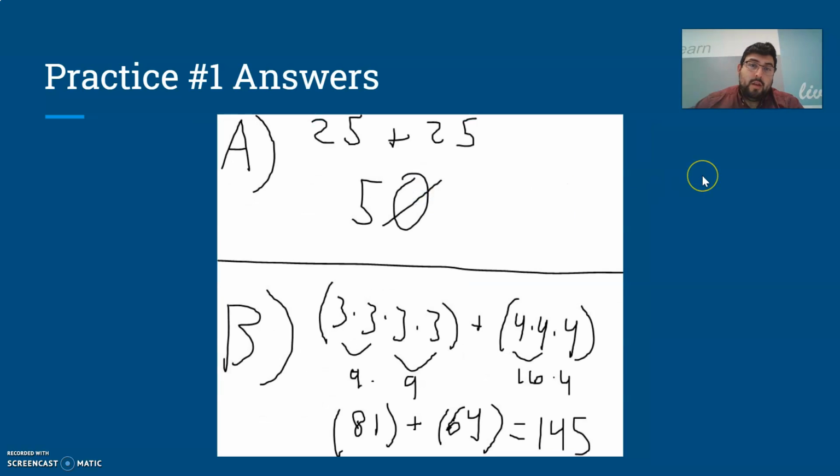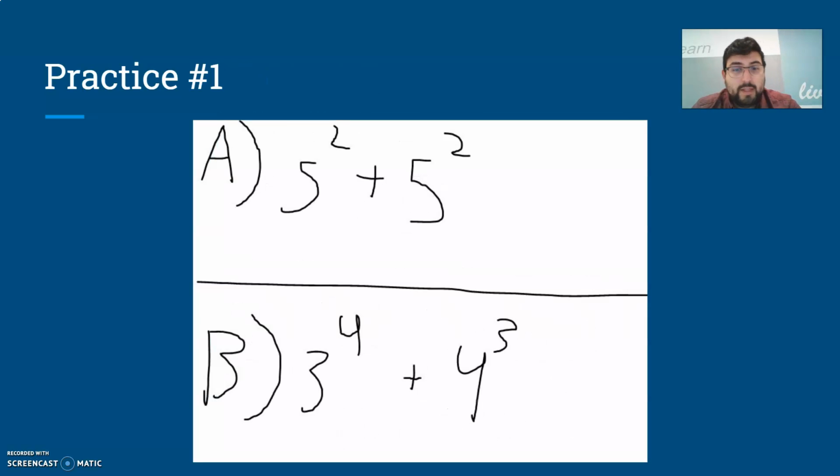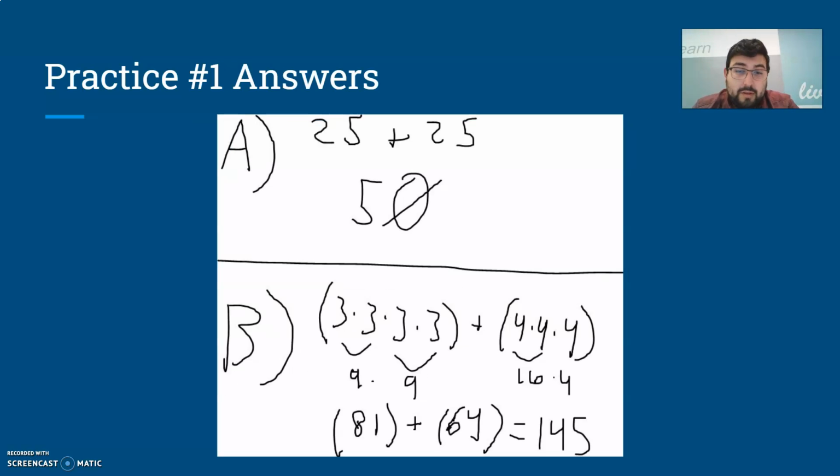All right. So for the first equation, we have 5 squared plus 5 squared. 5 times 5 is 25, plus 25 equals 50. The next one would be 3 to the fourth plus 4 to the third. All it is is 3 times 3 times 3 times 3, and then plus 4 times 4 times 4. Remember to put these in parentheses so you don't get confused trying to figure out how to solve everything. So that one would come out to 145.